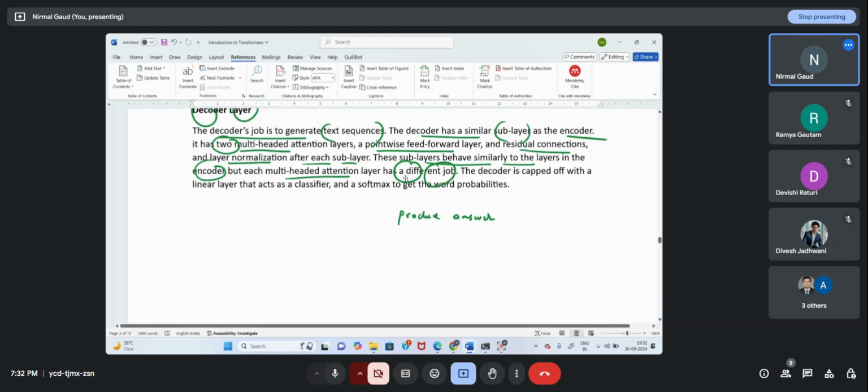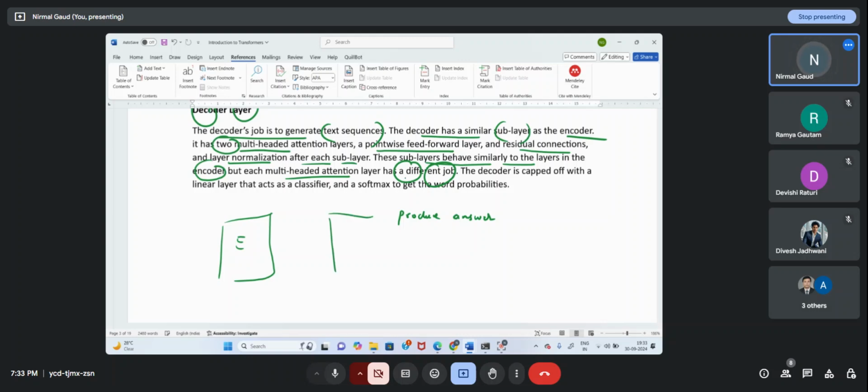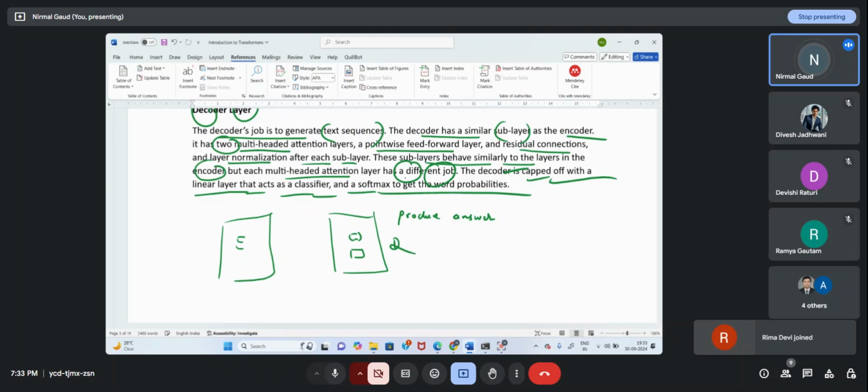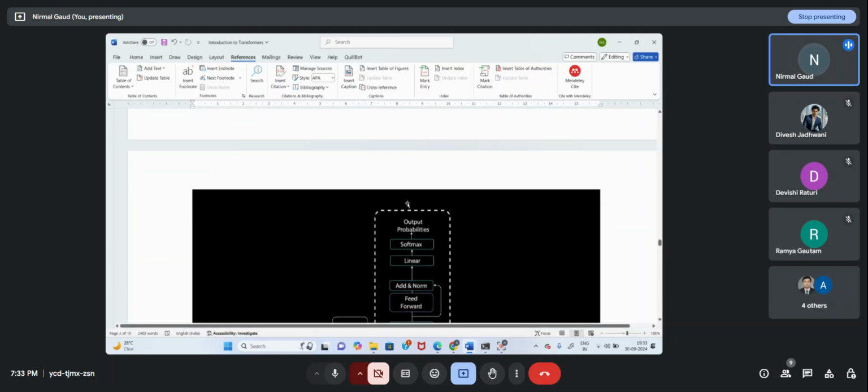Now something which comes to our mind: sir, the encoder components and decoder components are the same, so we can expect multi-head attention, feed forward, normalization, everything in the decoder also. It is saying that the decoder is capped off with a linear layer that acts as a classifier with a softmax function. So we will have some linear layers and a softmax function that acts as a classifier. Here is your architecture.